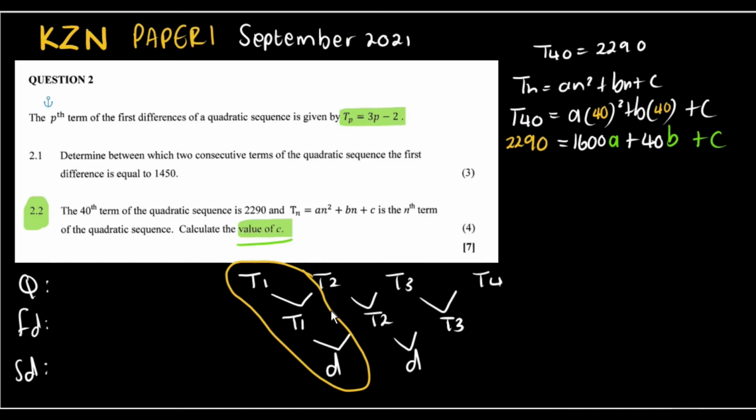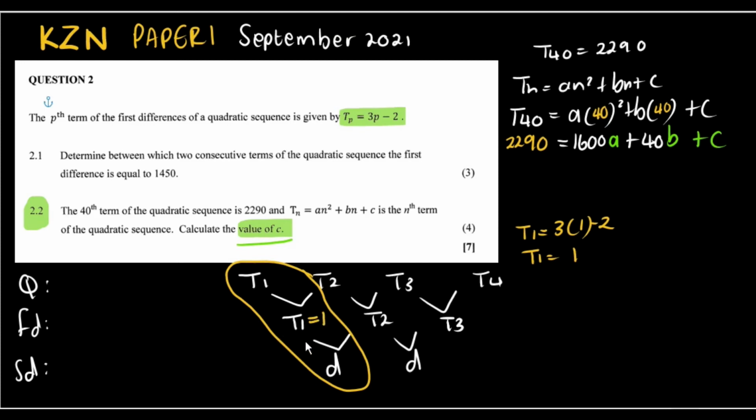Now remember, apart from everything else, all they gave us was this pattern, the equation of the first difference of the quadratic sequence. Since they told us that Tp is equal to 3p minus 2, we can find the first term in the first difference simply by substituting 1 as the first term. This is the formula itself for this pattern. So T1 is equal to 3, in place of p we put 1, minus 2. And so T1 is equal to 3 minus 2, which gives us 1.